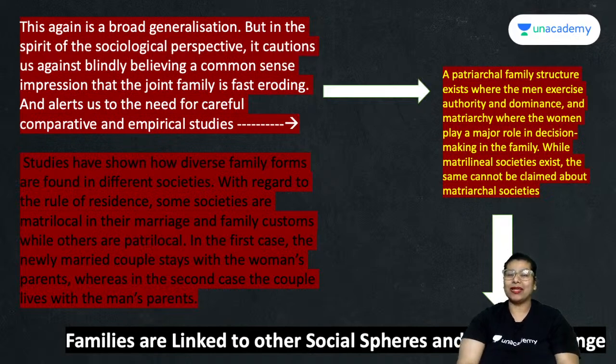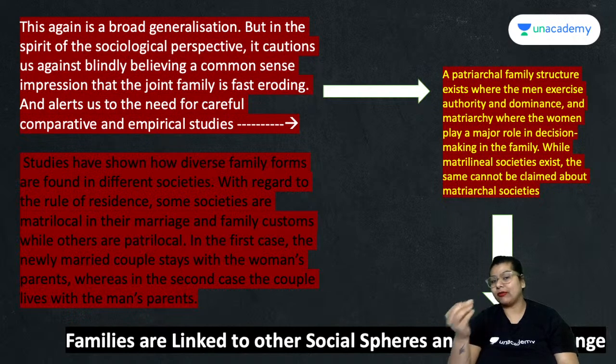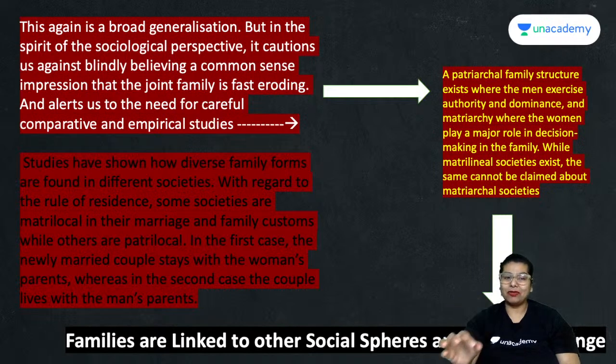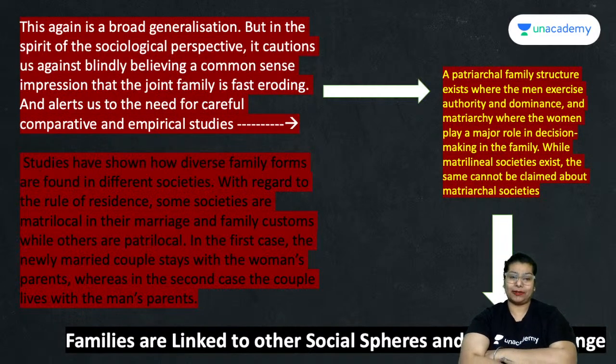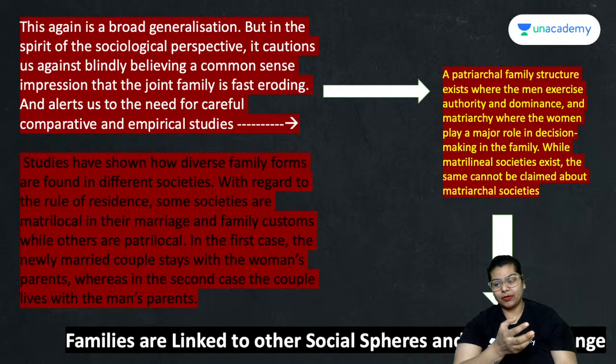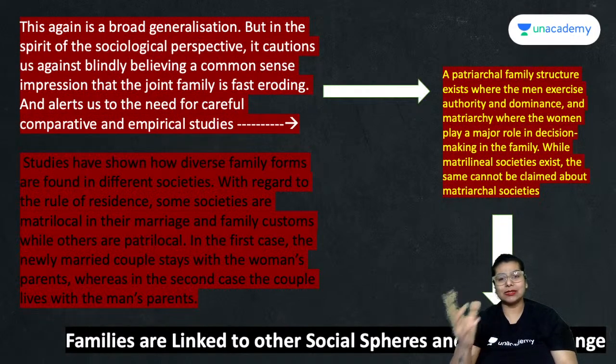Studies have shown how diversely family forms are found in different societies. With regard to the rule of residence, some societies are matrilocal in their marriage and family customs, while others are patrilocal. Matrilocal is the mother's side, patrilocal, of course, is the father's side. In the first, the married couple stays with the woman's parents, whereas in the second case, the couple lives with the man's parents.